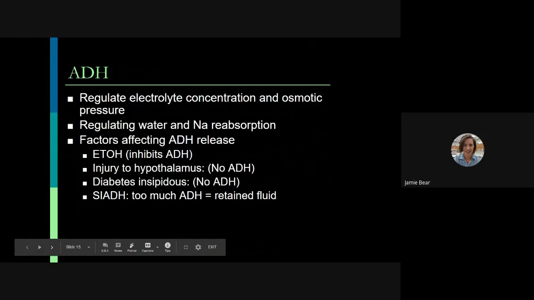Antidiuretic hormone regulates the electrolyte concentration and osmotic pressure in the body. It regulates the water and sodium reabsorption, and factors that affect antidiuretic hormone release would be alcohol consumption, which would inhibit ADH, meaning it would encourage your body to urinate. Injury to the hypothalamus or diabetes insipidus will both have a dysfunction in producing antidiuretic hormone, so therefore your patient would retain fluid.